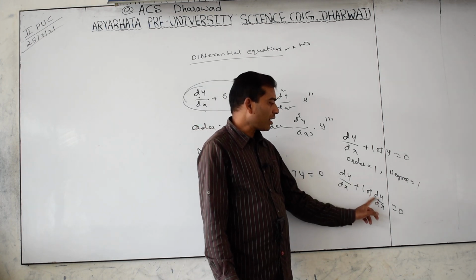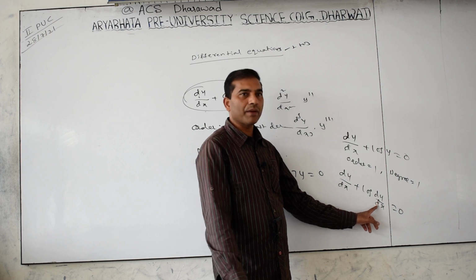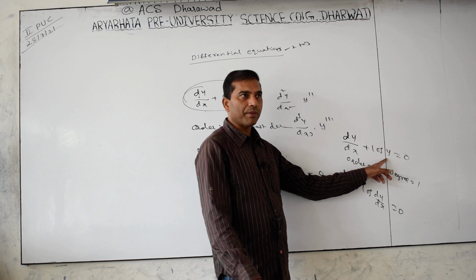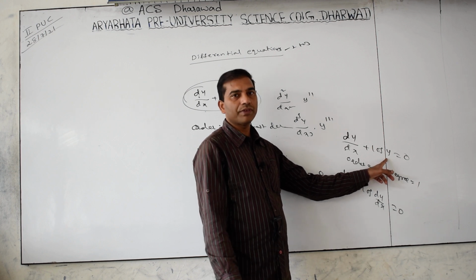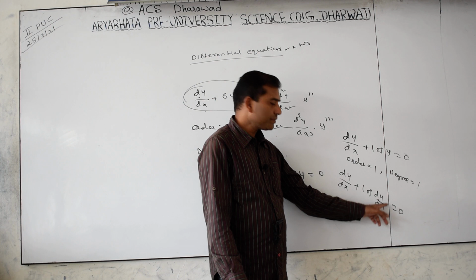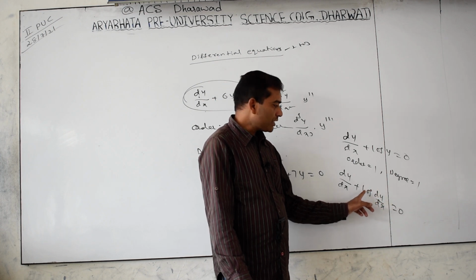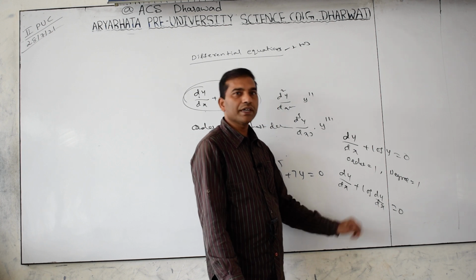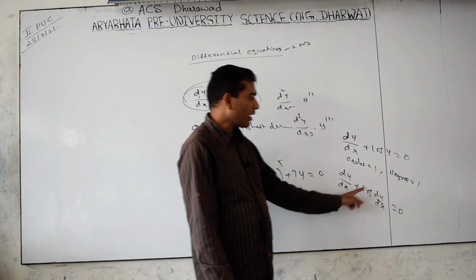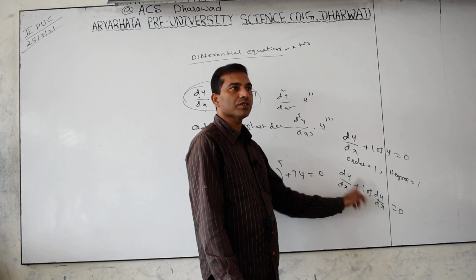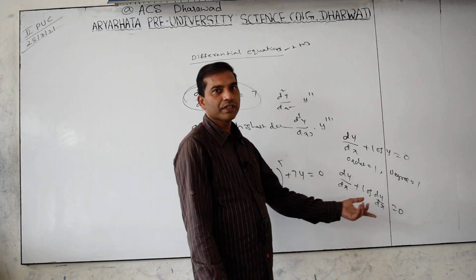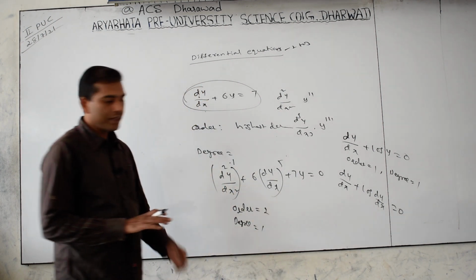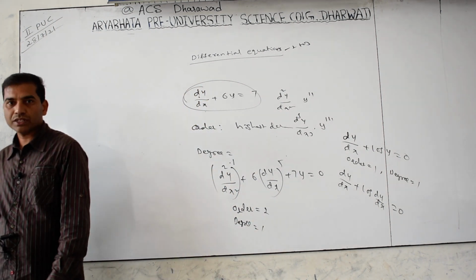Here, log of dy by dx is not polynomial in terms of derivative. Log y is not a polynomial, but it is not in terms of derivative. If it is not polynomial in terms of derivative, then degree does not exist. Log dy by dx, sin dy by dx, cos dy by dx, e power dy by dx, if they come, degree does not exist. So order and degree is a compulsory question.